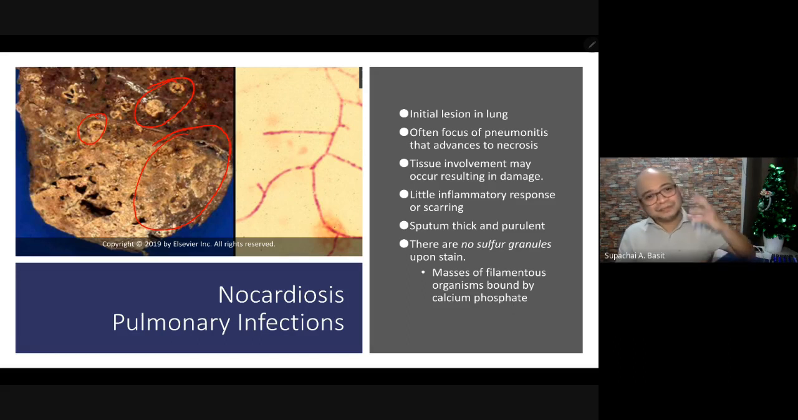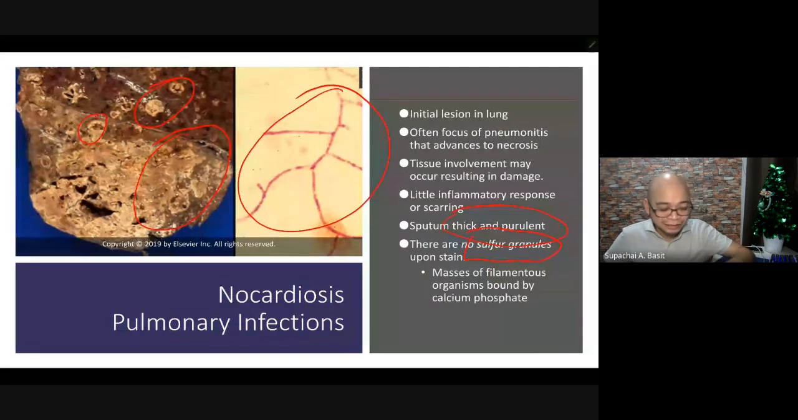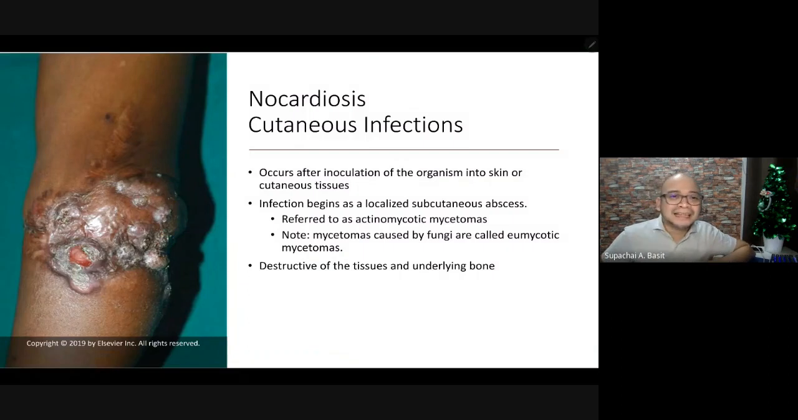The specimen of choice for us to diagnose this particular type of infection would be sputum. We would expect the sputum to be thick and purulent. But take note that there won't be any sulfur granules upon staining. Usually sulfur granules are seen in bacterial mycetoma. Masses of filamentous organisms bound by calcium phosphate are possible when observed under the microscope, such as this one. Okay, unlike nocardiosis pulmonary infection, in cutaneous infections you'll be able to see sulfur granules.